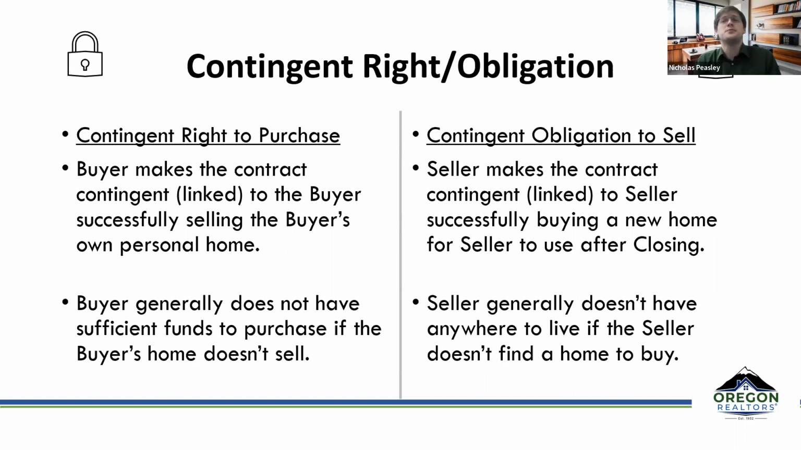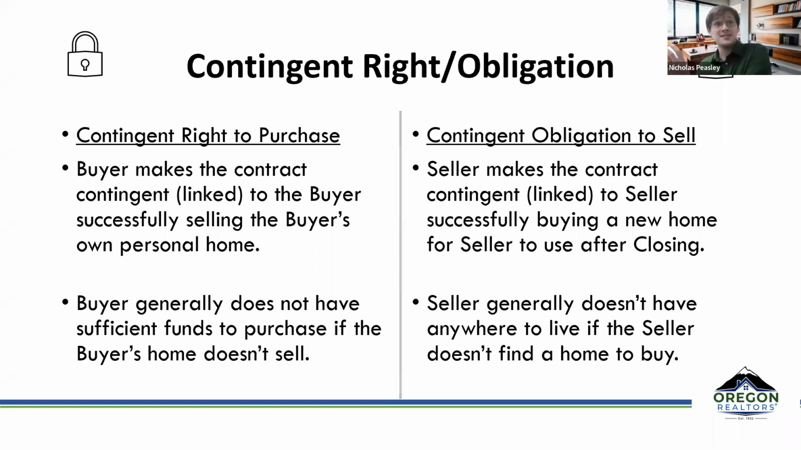But in general, the contingent right to purchase is for those situations where the buyer does not have enough money to purchase unless this other thing happens. And so you link the end successful result of your current contract on the successful end result of a different contract. Buyer generally does not have sufficient funds. That's when we talk about this.